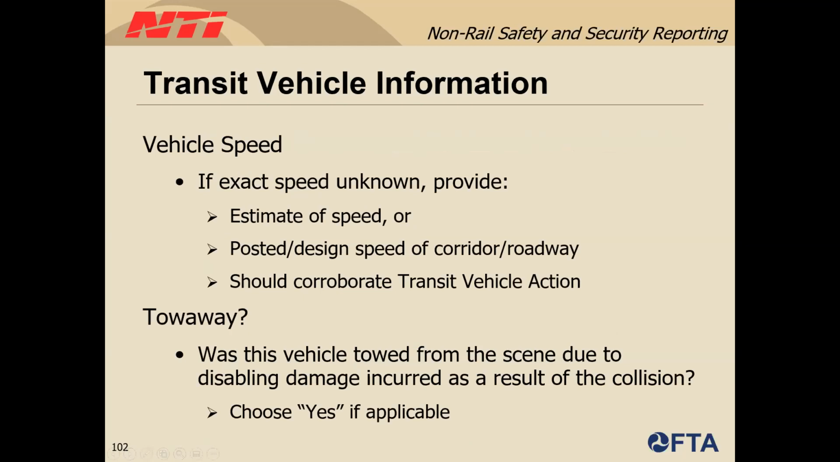For the speed, enter the actual speed of the transit vehicle at the time of the collision. If the speed is unknown, you can use the posted speed for that section of the road, and if needed, adjust the speed based on traffic and/or road conditions at the time of the incident. The last selection on the form is, was this vehicle towed from the scene due to disabling damage incurred as a result of the collision? Answer yes or no accordingly.